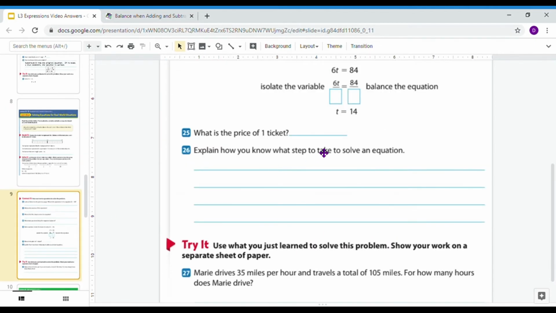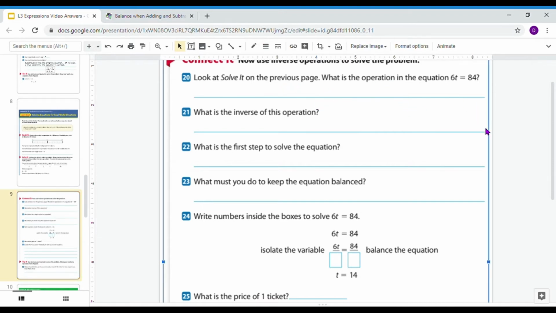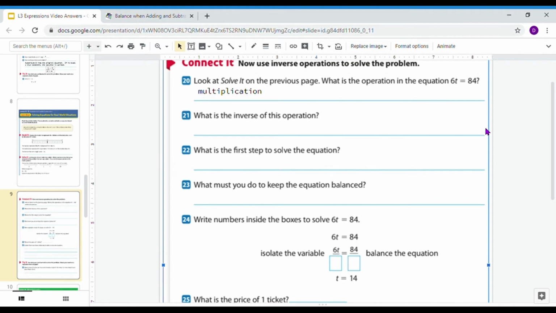So as we move on to the connected page, make sure you're checking back to that previous page. It says, looking at the solve it on the previous page, what is the operation in the equation 6t equals 84? Whenever we see a number next to a variable, we know that that's being multiplied. So that's multiplication. And the inverse of multiplication, or the opposite of multiplication, is division.